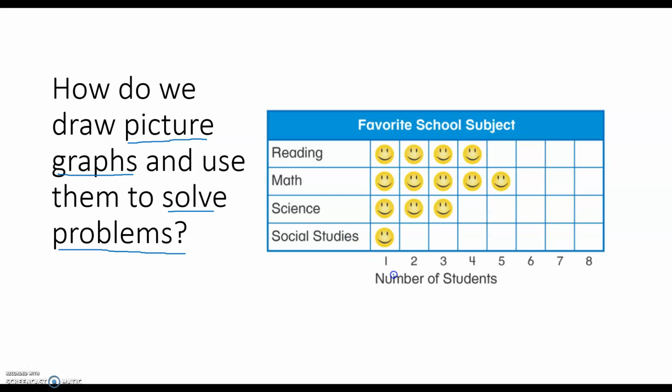At the bottom, it shows the number of students for each subject. They used smiley faces as the picture to represent the students. So you can see 4 students liked reading: 1, 2, 3, 4. You can see 5 students liked math, 3 liked science, and 1 liked social studies.